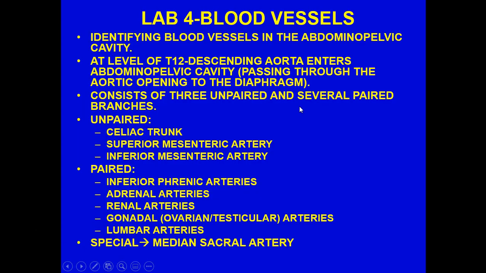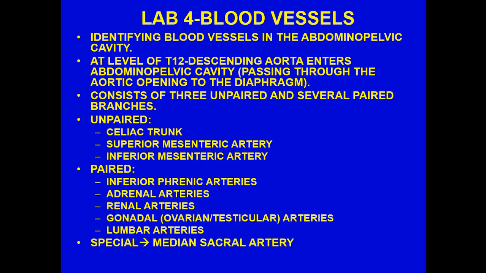Now, let's get into the abdominal pelvic cavity. At the level of T12, the descending aorta enters the abdominal pelvic cavity, passing through the aortic opening to the diaphragm. It will consist of 3 unpaired and several paired branches. Keep in mind, unpaired and paired, they're very important.